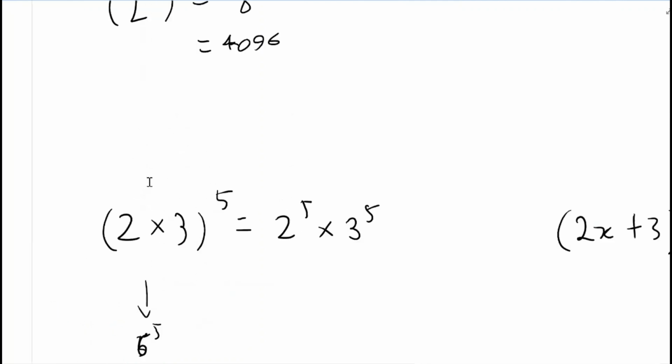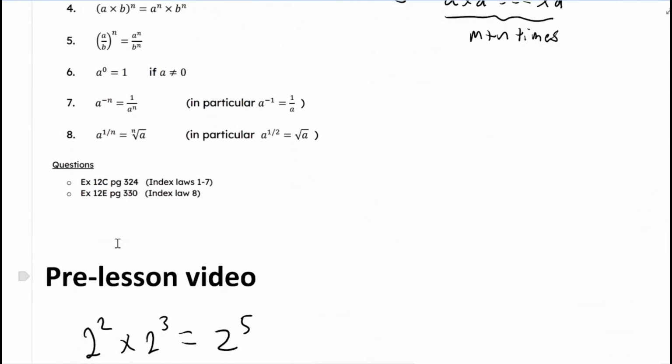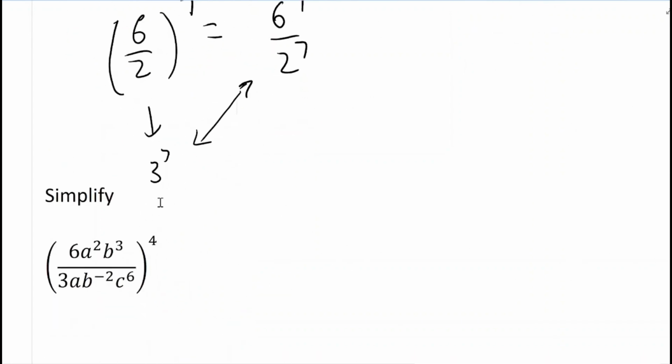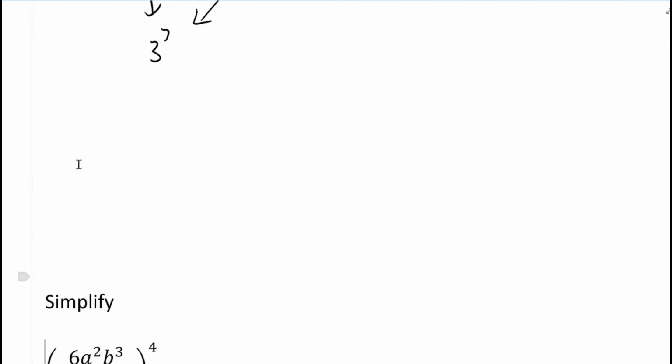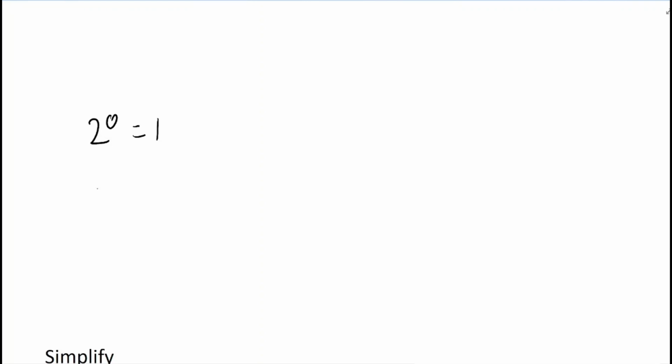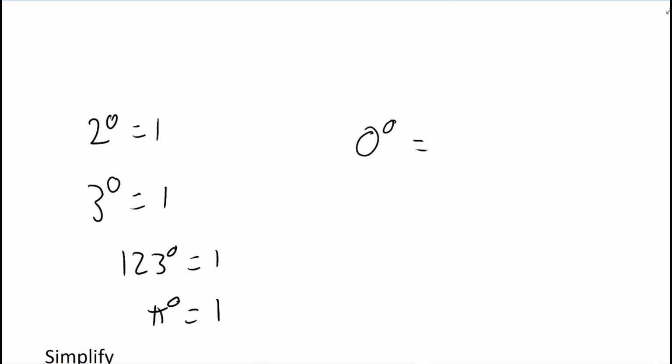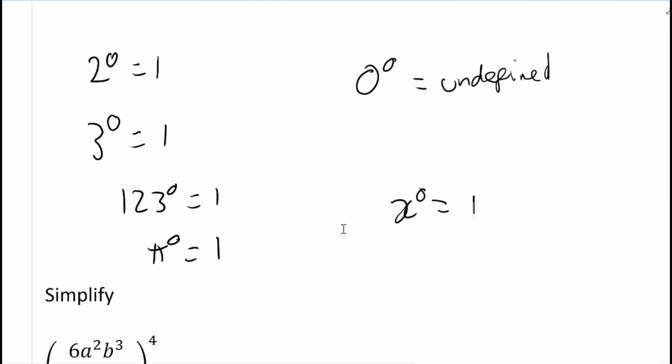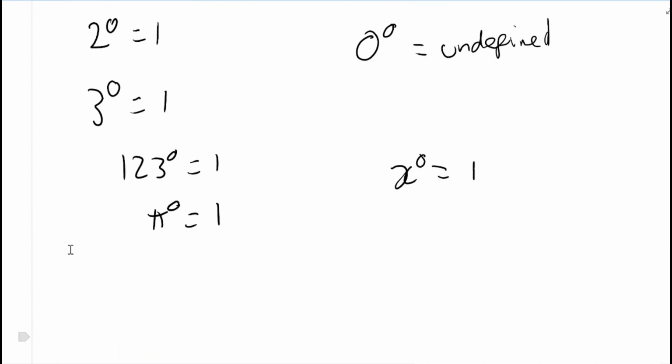Okay, the next index law we're going to have here is a bit of a weird one. It's that anything to the power of 0 equals 1. So let's check it out. 2 to the 0 equals 1. 3 to the 0 equals 1. 123 to the power of 0 equals 1. Pi to the 0 equals 1. Anything to the 0 equals 1. Except for 0 to the 0, that is undefined. It's a bit weird, that one. So if you have x to the 0 in an equation, you always just replace it with 1, and you're sort of assuming there that x is not 0. Bit of a strange one.